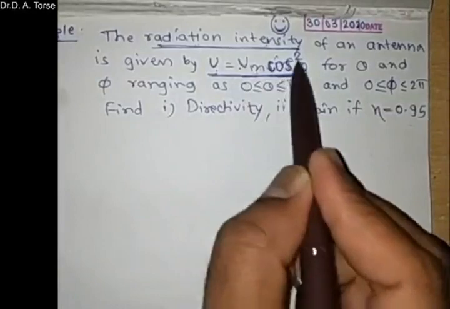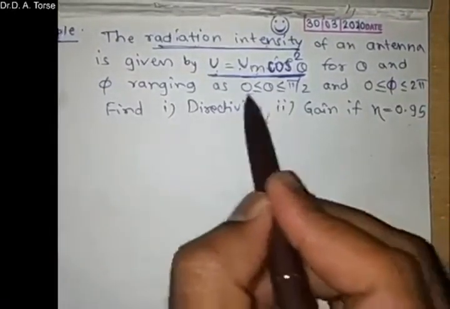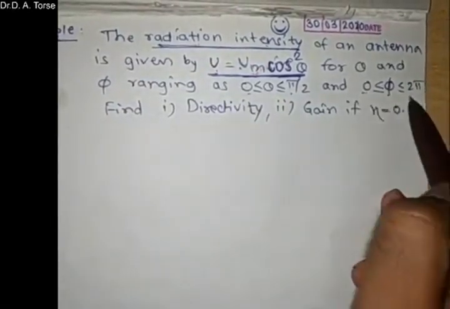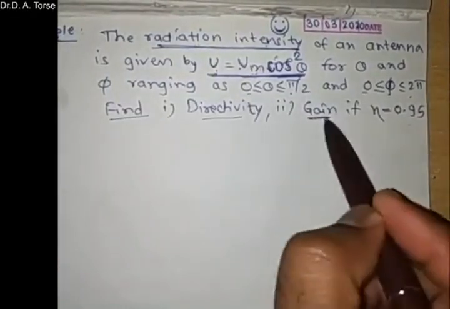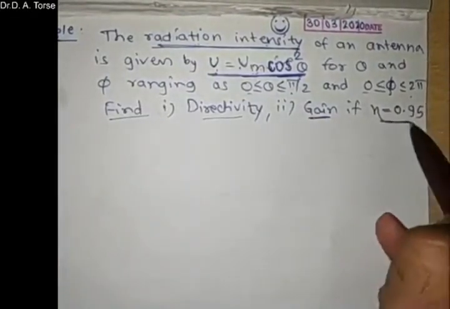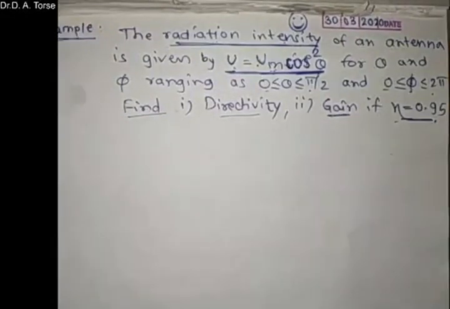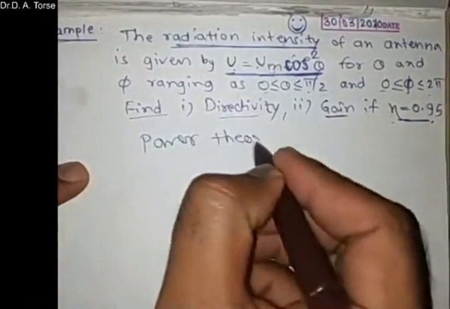So cos square theta is the value given, and theta is again ranging from 0 to pi by 2, very similar to the previous case, and phi ranging from 0 to 2 pi. Now we need to compute directivity and gain if efficiency is given. Efficiency is 0.95, which indicates a 95% efficient antenna. So we are now applying the power theorem.